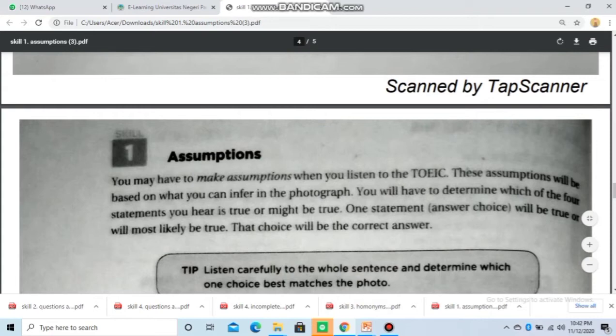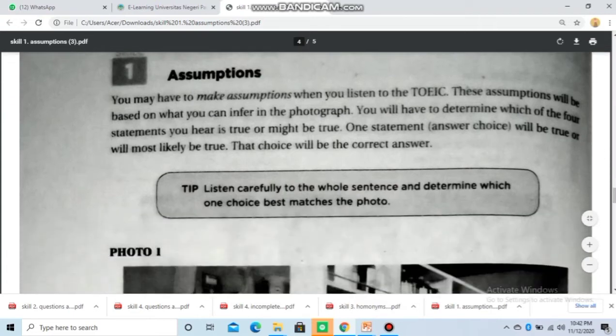Skill 1, assumptions. You may have to make assumptions when you listen in TOEIC. This assumption will be based on what you can infer from the photograph. You will have to determine which of the 4 statements you hear is true or may be true. One statement or answer choice will be true or will most likely be true. That choice will be the correct answer. Tips: listen carefully to the whole sentence and determine which one choice best matches the photo.